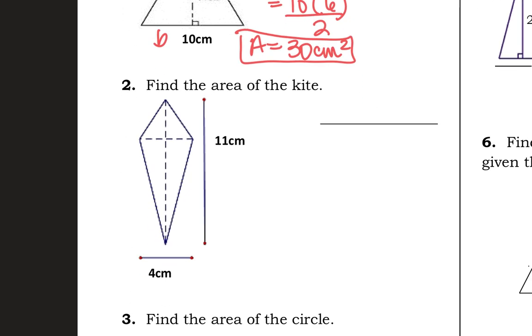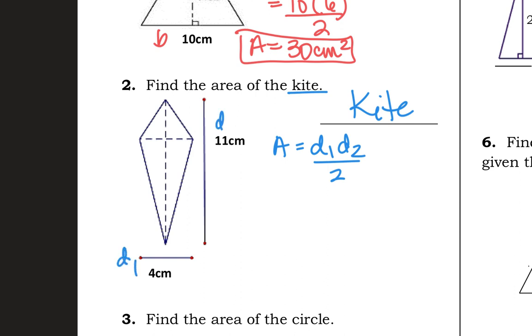All right, let's look at 2. On 2, we have a kite, all right? So if you look at the kite formula, the kite area formula calls for you to take diagonal 1, multiply it by diagonal 2, and divide by 2. So here's diagonal 1, and here's diagonal 2. So we'll do 4 times 11 divided by 2. All right, when you calculate this, your area should come out to 22 centimeters squared.